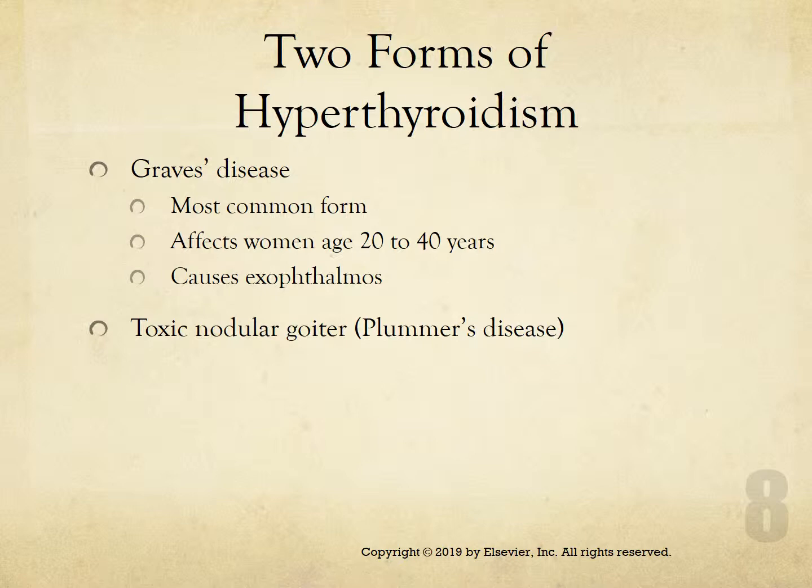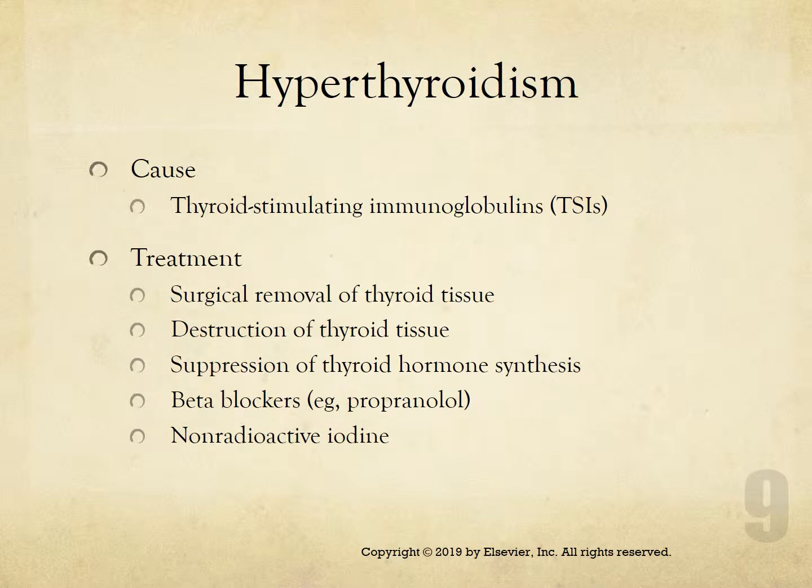The other is a toxic nodular goiter called Plummer's disease, which is less common. Causes of hyperthyroidism are that your thyroid stimulating immunoglobulins are altered.